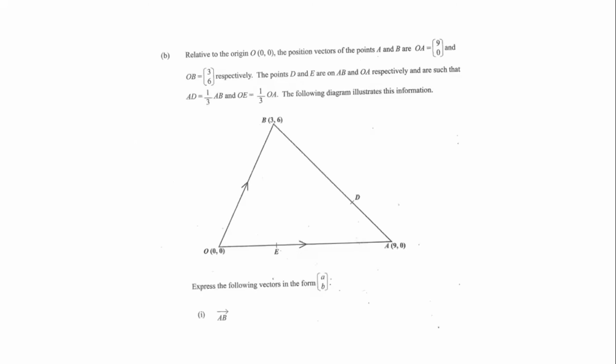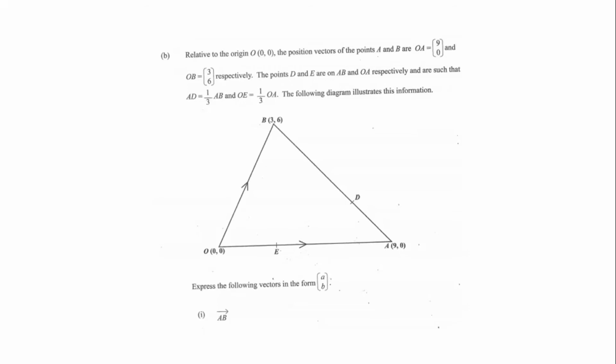So part B now says, relative to the origin O, which is 0, 0, the position vectors of A and B are OA equal to (9, 0) and OB equal to (3, 6) respectively. The points D and E are on AB and OA respectively, such that AD is equal to 1/3 of AB and OE is equal to 1/3 of OA. The following diagram illustrates all of this.